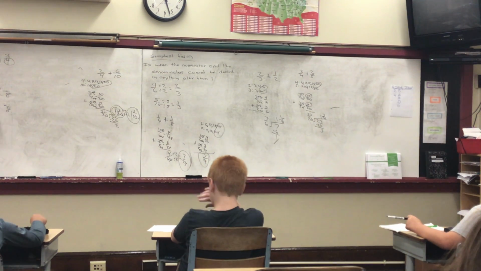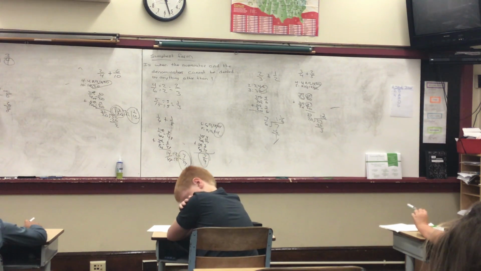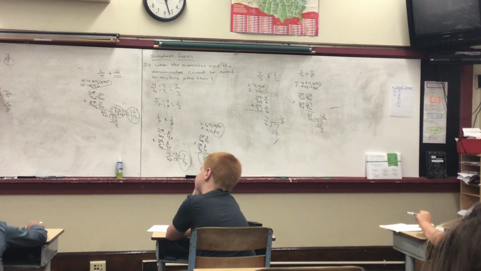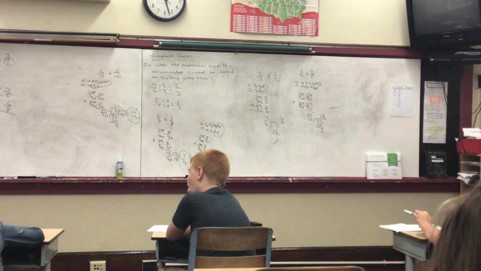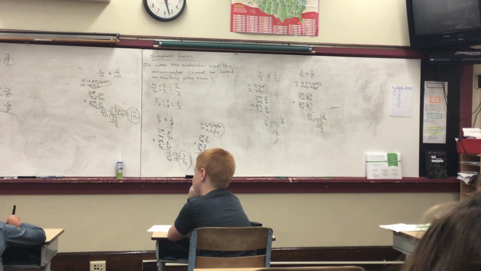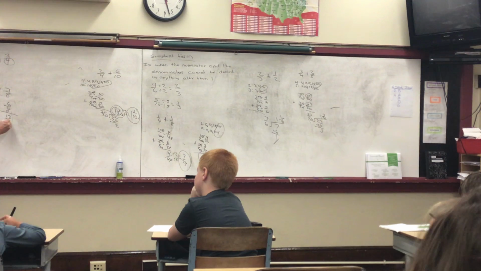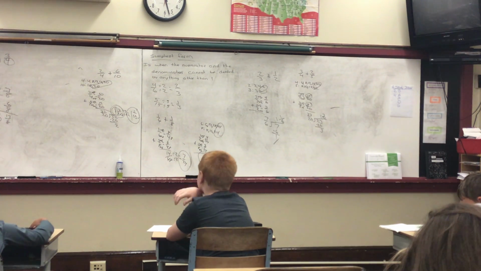Now, 4 times 2 is 8, so we take the top times 2. 3 times 2 is 6. 8 times 1 is 8, so we take the top times 1. 7 times 1 is 7. Now we add them up. The first thing we do is add our fractions. 7/8 plus 6/8 is 13/8. And now we add the whole numbers. 2 and 1 is 3.